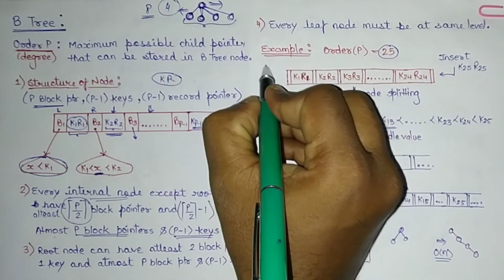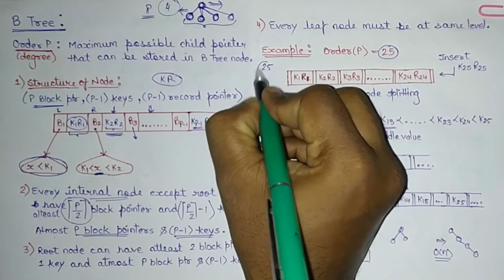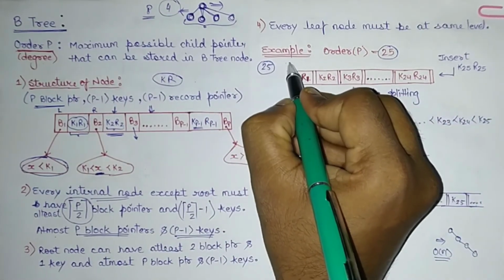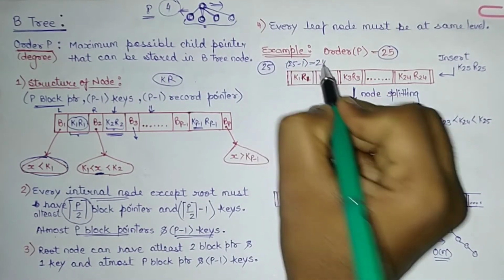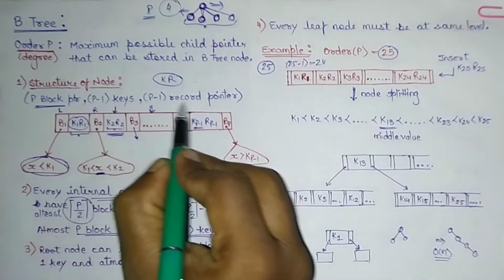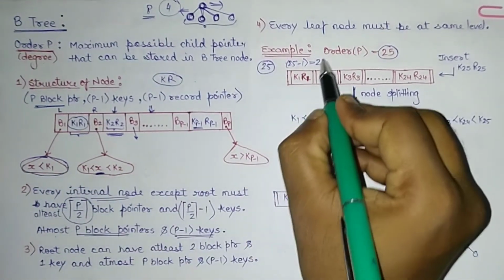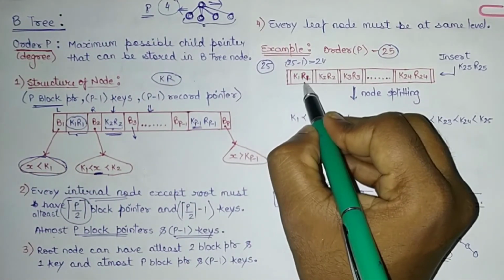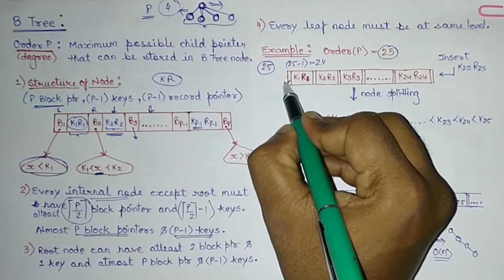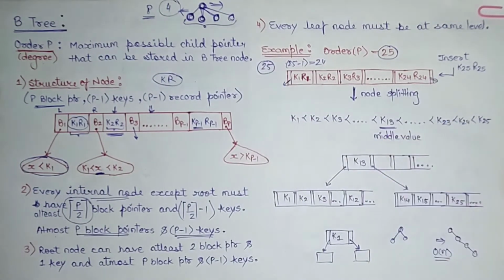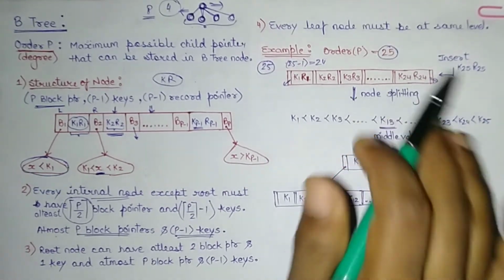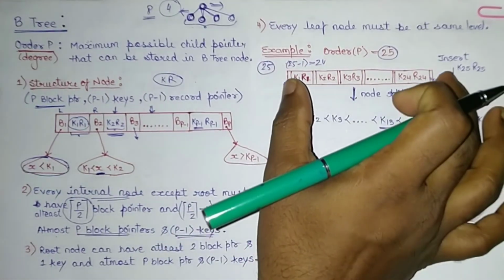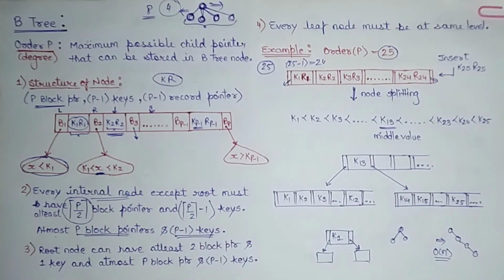25 is the degree. So key values can be how many? 25 minus 1, that is 24. This is what we discussed here: P minus 1 keys and P minus 1 record pointers. So 24 keys are there, 24 record pointers are there, and these are the block pointers. So there will be 25 block pointers. So this is completely filled. There is no space available in it because at most 24 keys can be stored.